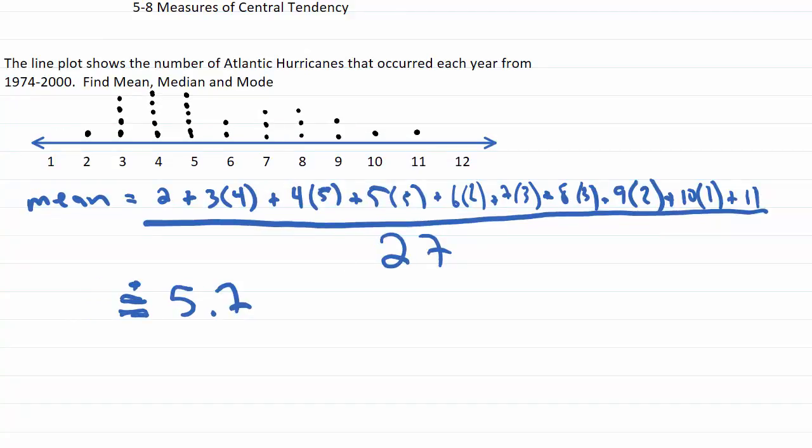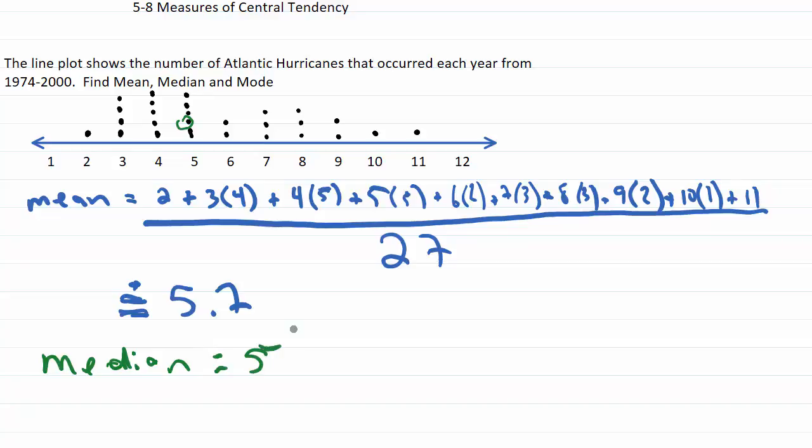Now, the median would be the number, or the average of the two numbers, which is in the middle. So if there are 27 numbers, 27 data sets, 2, 3, 3, 3, 3, 4, 4, 4, 4, and so on. The middle one would be the 14th, because there's 13 on one side, 13 on the other, so 14 is the one in the middle. So I just count them from smallest to largest: 1, 2, 3, 4, 5, 6, 7, 8, 9, 10, 11, 12, 13, 14, and this right here is my middle number.